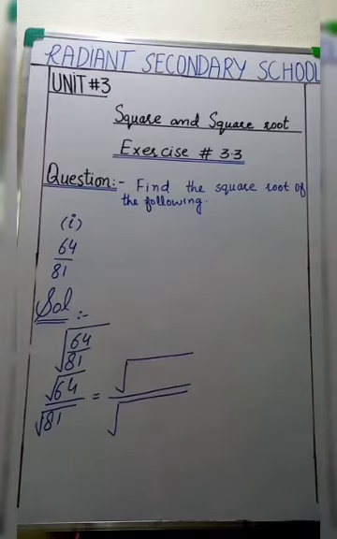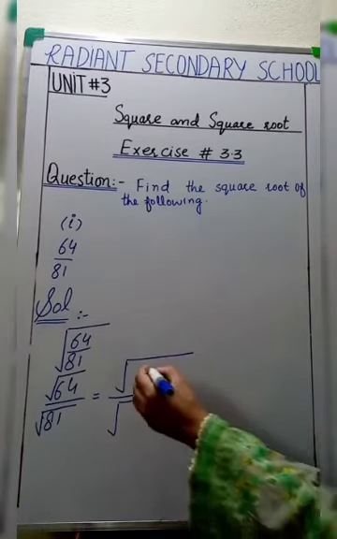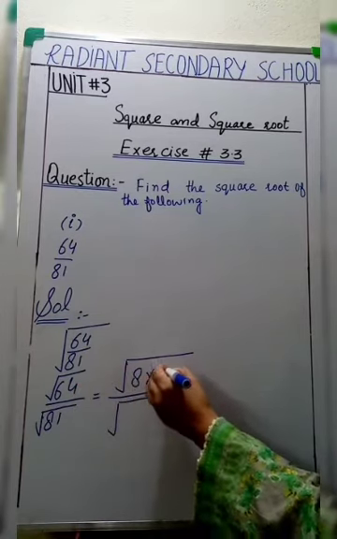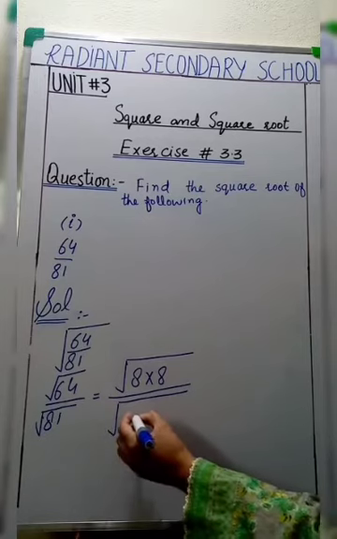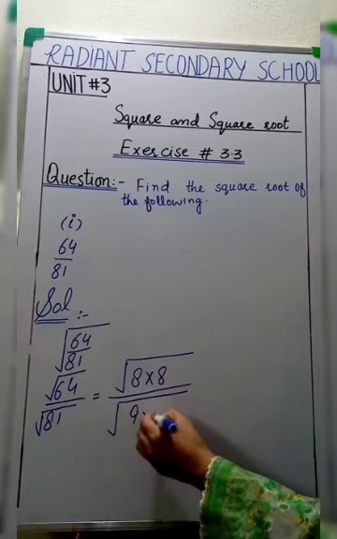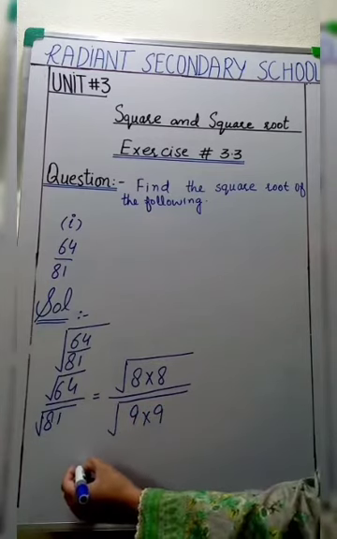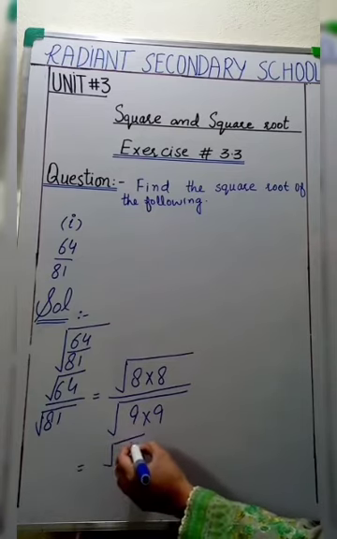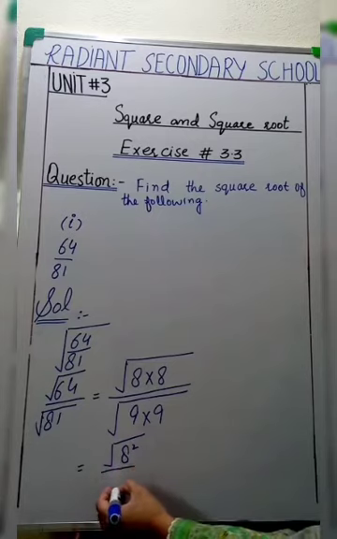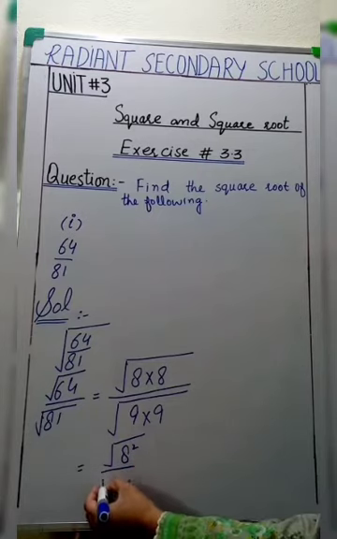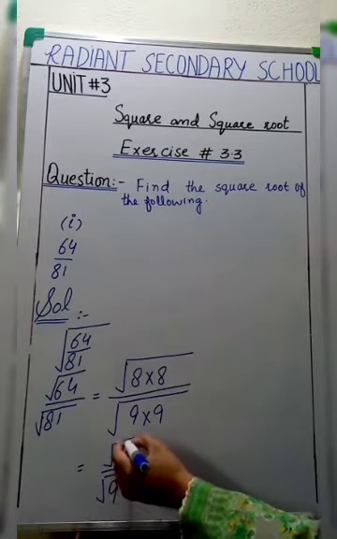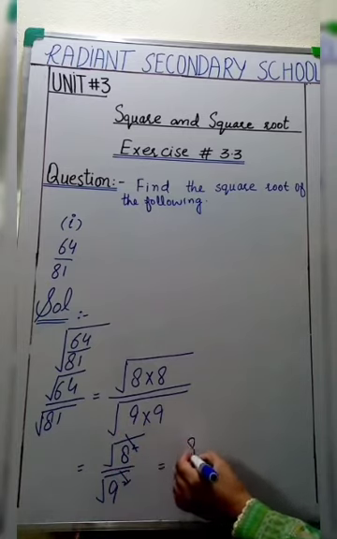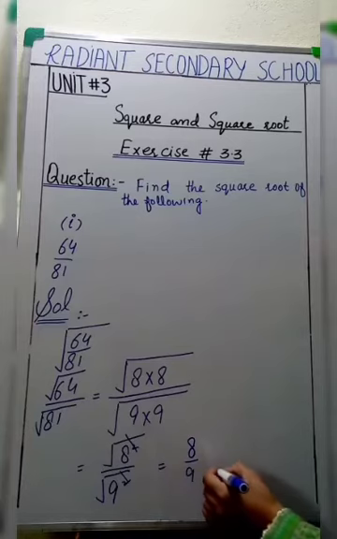Now because these are smaller numbers, you can easily tell that 64 is equal to 8 into 8 and 81 is equal to 9 into 9. Now write them in the square form: 8 square over 9 square. The root will be cancelled with the square, and the answer will be 8 over 9.